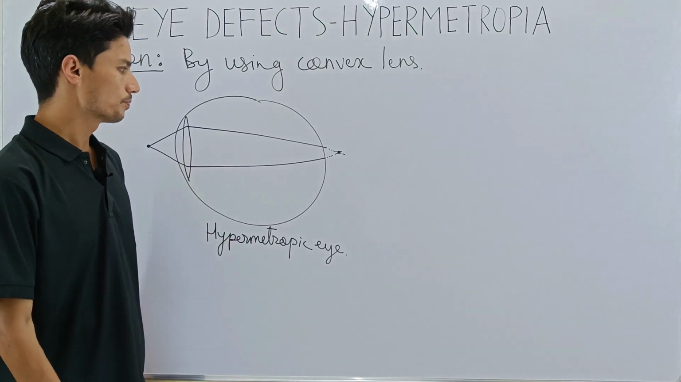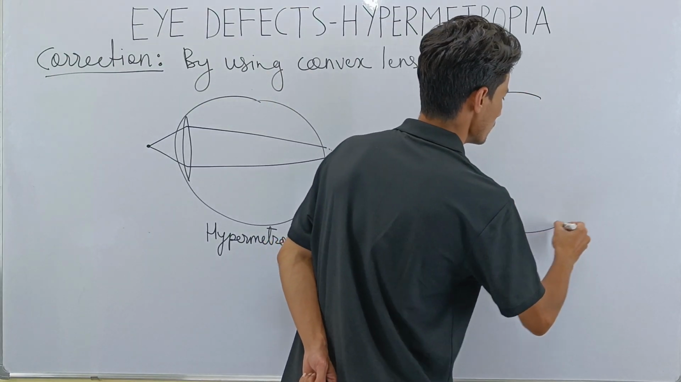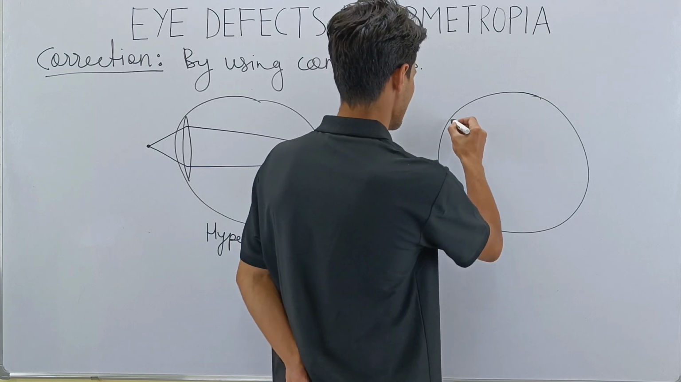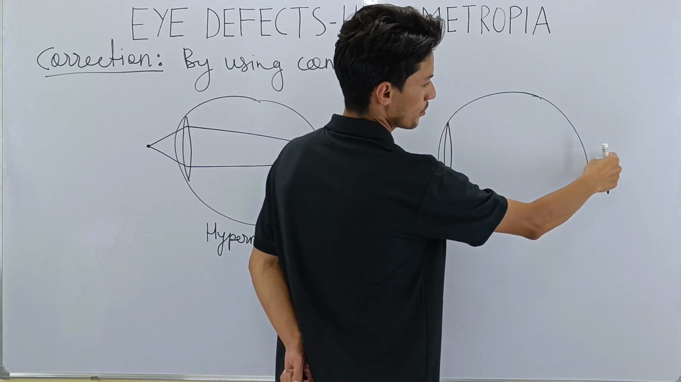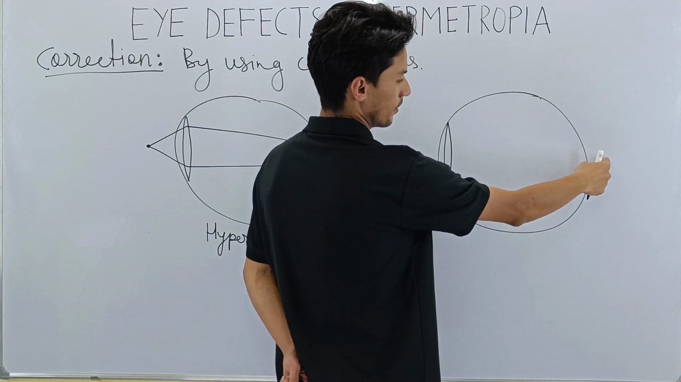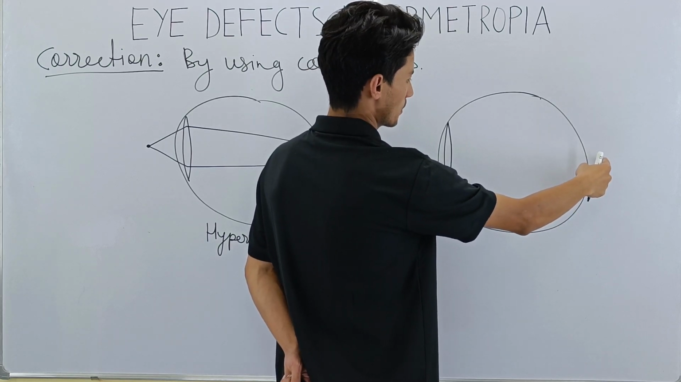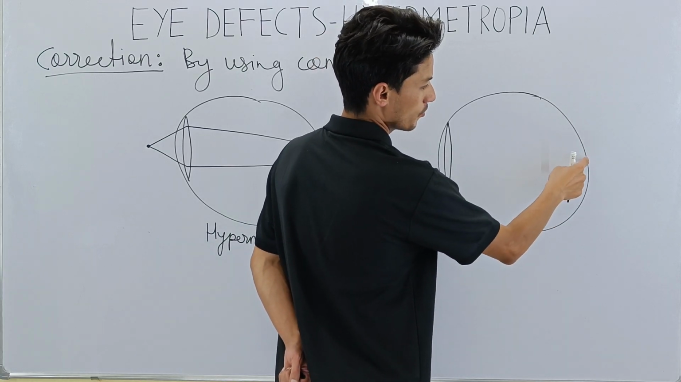So in order to correct this, let me draw the eye lens again. Okay, and this is our lens. And without correction, the image will be formed here. But now we are going to correct this eye lens. We're going to help this eye lens. We're going to correct this defect, and we will make the image form at the retina.